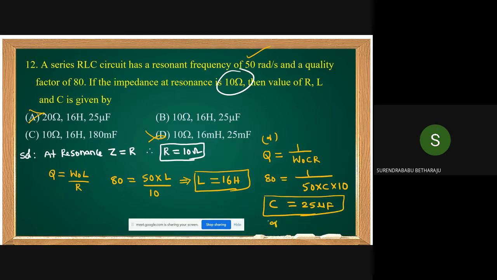Or we can also use the formula omega naught equals 1 by root LC. Omega naught is 50, and the L value you calculated. Then you calculate the C. That is another method. We can use this formula or the quality factor formula. Then you can calculate the resistance, inductance and capacitance. Then option B is correct.